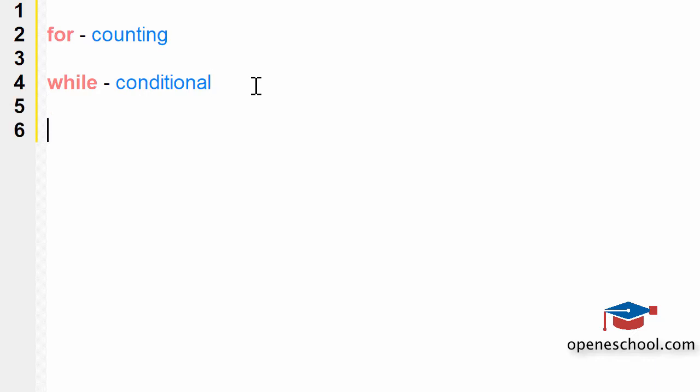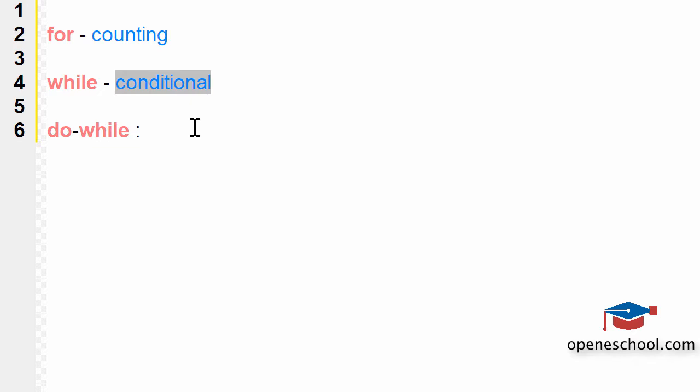Now in this tutorial, we are talking about the do while loop. The do while loop is exactly similar to the while loop. The only difference is that when we write the do while loop, we first execute the code inside the body of the do while loop and then we check the condition.